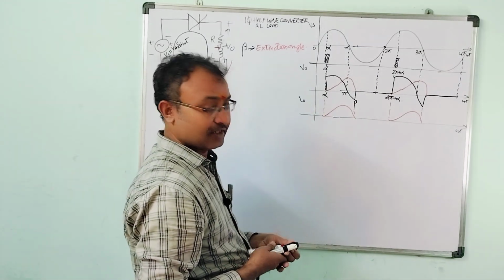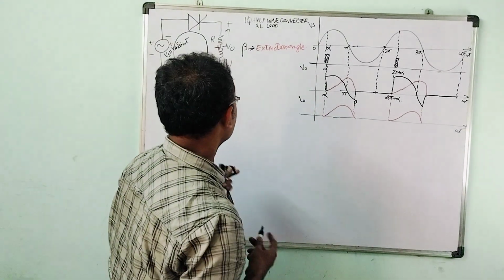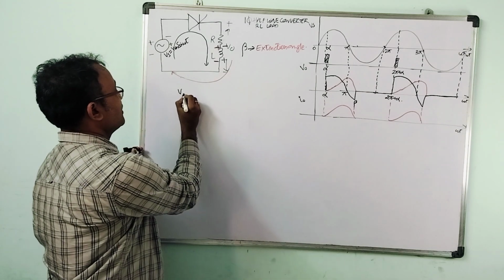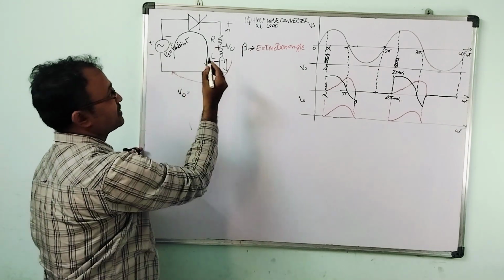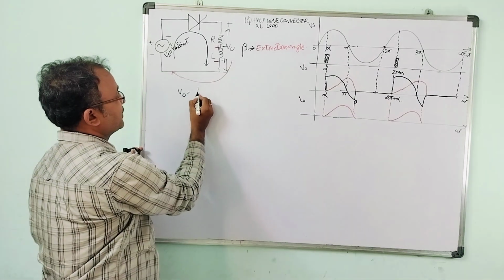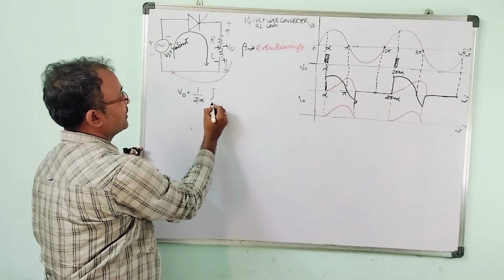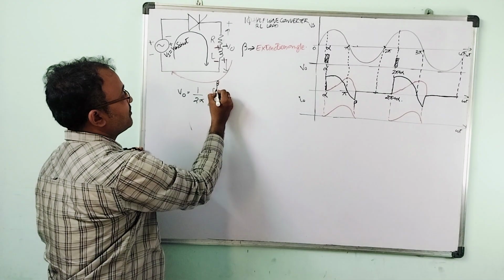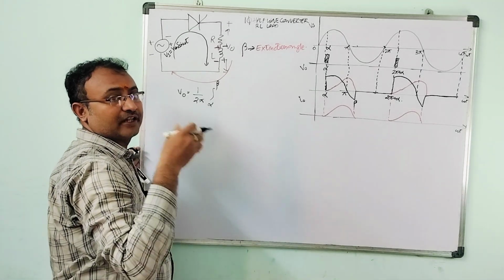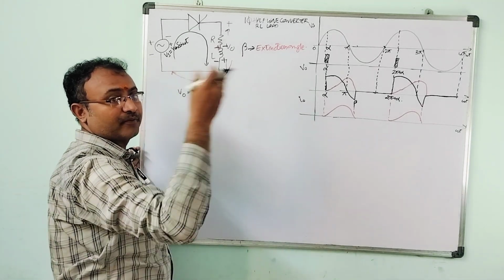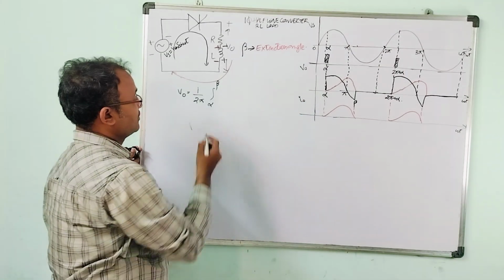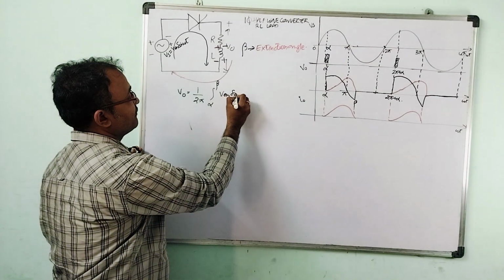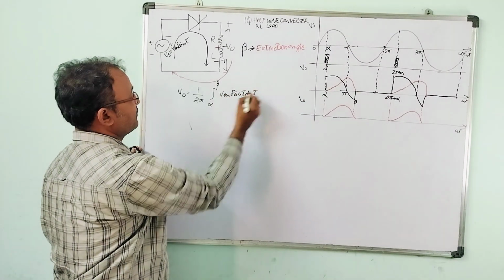So let us derive the expression for the average output voltage. In case of RL load, single phase half wave controlled rectifier, 1 divided by 2 pi integral alpha to beta. Previously for resistive load we had taken the limits as alpha to pi. Now the upper limit is going to be beta. So alpha to beta, Vm sin omega t d omega t.